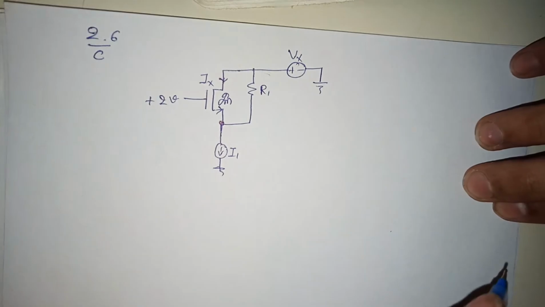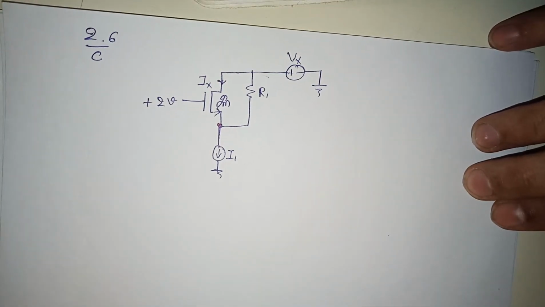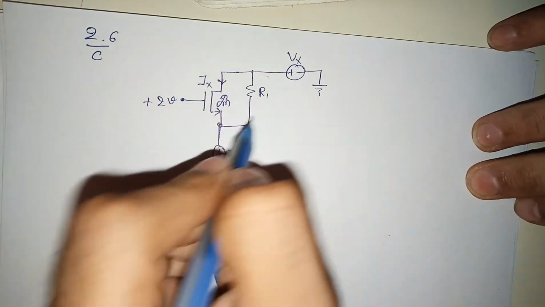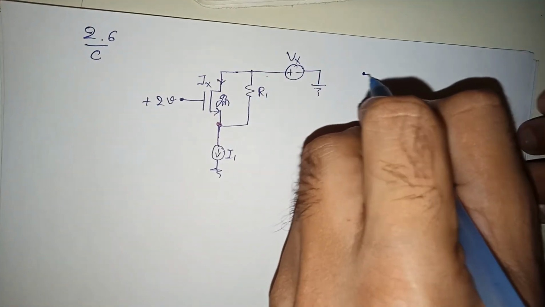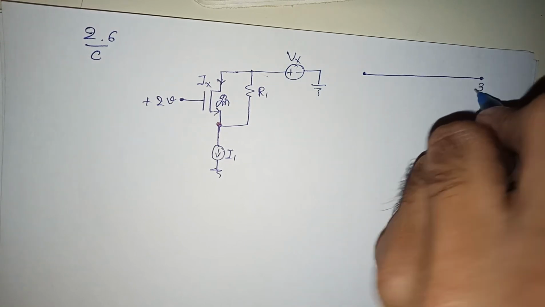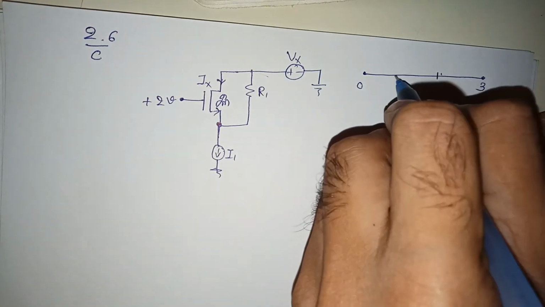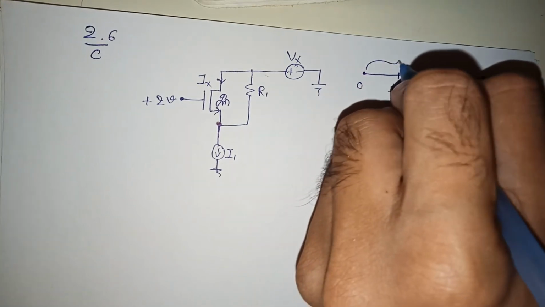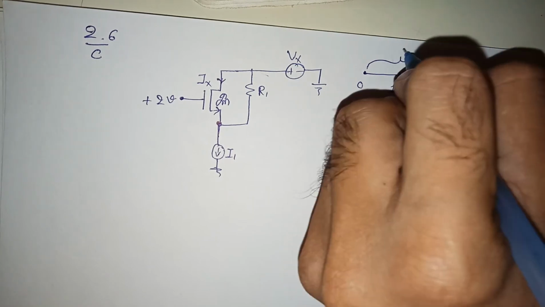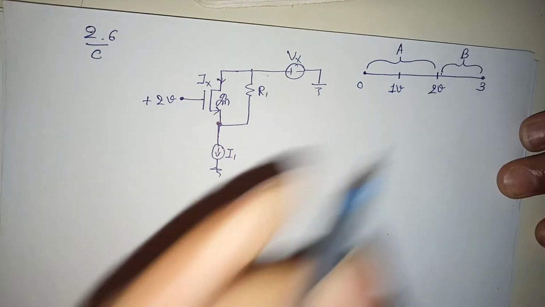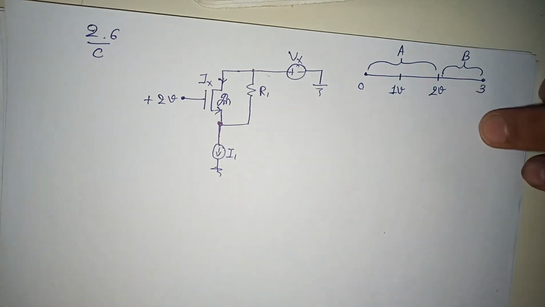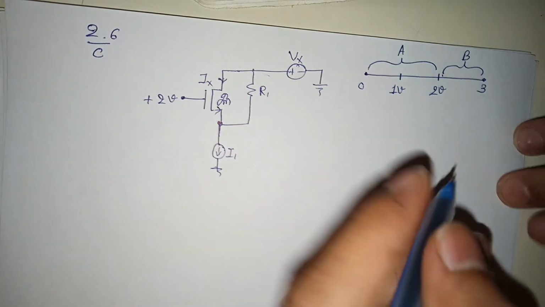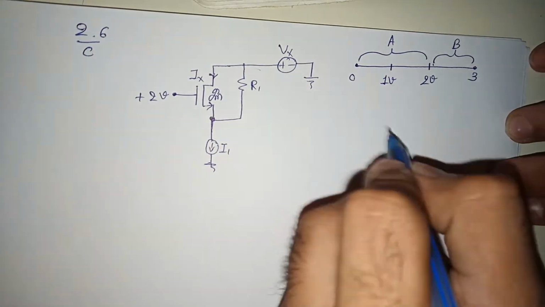Now, as we have seen earlier, the gate voltage is 2 volt, so we can make two parts of Vx. If it is going from 0 to 3 volt, let's say part A and part B. So you can calculate the Ix and Gm for part A and part B. But let's see if we can do that here.